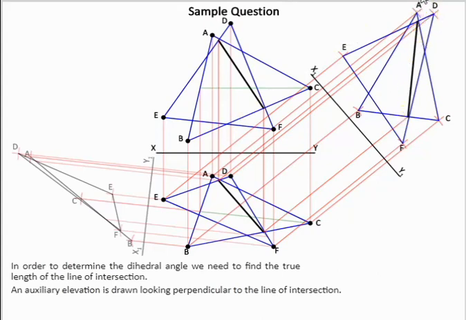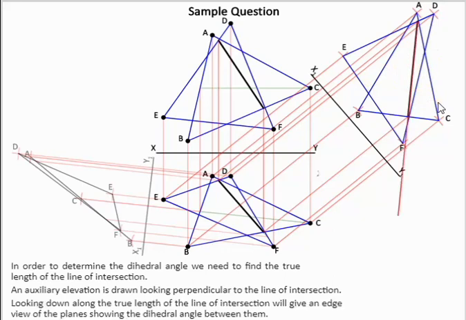Now if we look, this is a true length now, and any true length, if we look along a true length, we'll see it as a point. So when we're seeing this true length as a point, we'll see the two triangles as a line, and that allows us to see our dihedral angle. So again, looking along the line of intersection, set up x2, y2.